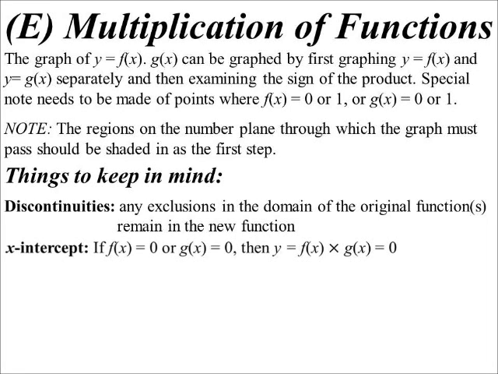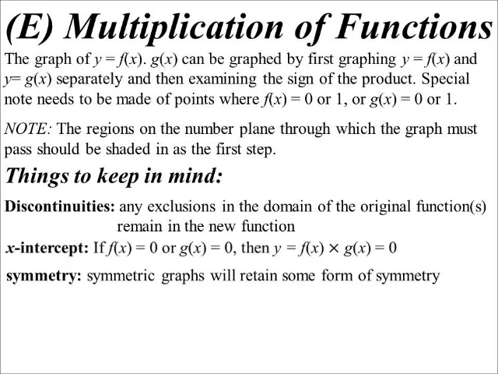As I was saying, x-intercepts: if f(x) equals 0 or g(x) equals 0, then when we multiply them together, they're going to become 0. Symmetric graphs will retain some form of symmetry. Now, what do we mean?